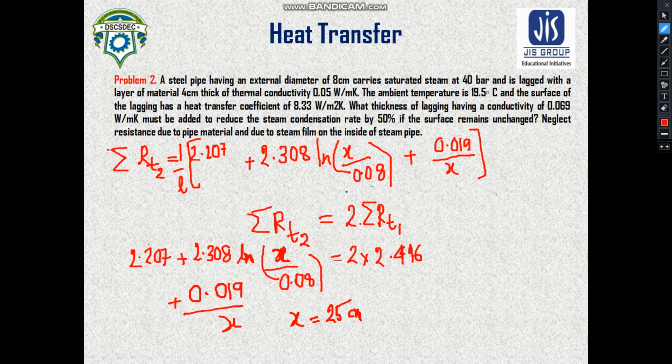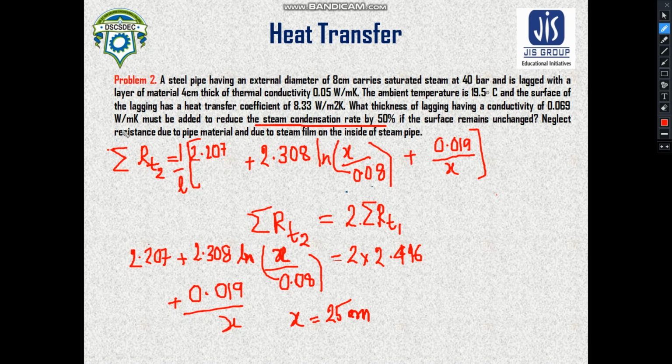So when you provide an insulation of 25 centimeter thickness, only then can you observe that the heat transfer rate by condensation is reduced by 50%. I think I have said it so many times, you must have understood these things. To reduce the steam condensation rate by 50%, we need to increase the thermal resistance by twice, so the thermal resistance would be doubled.